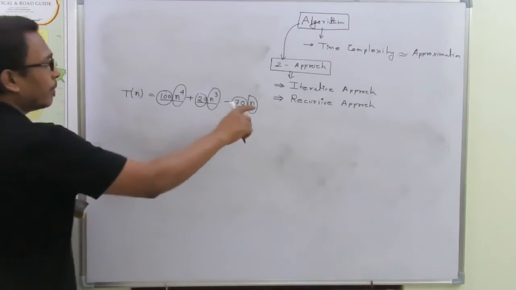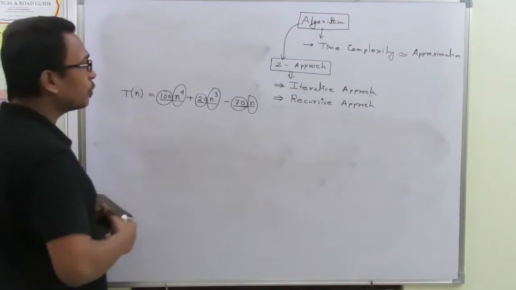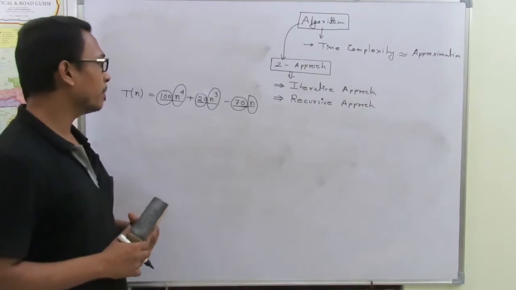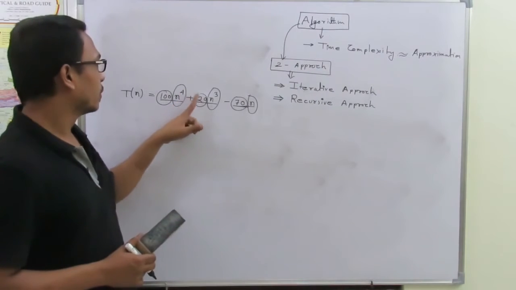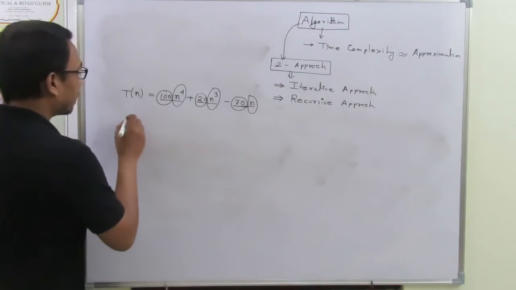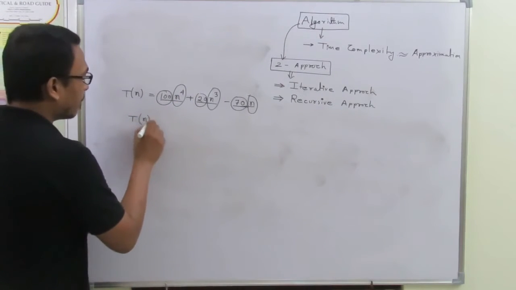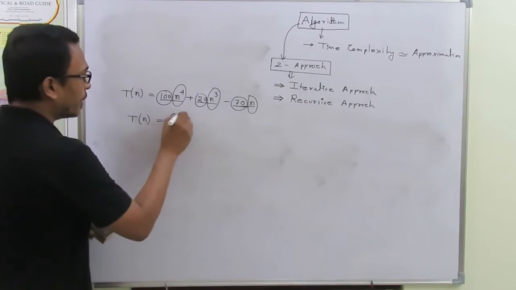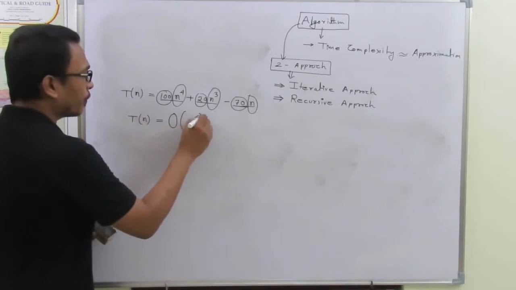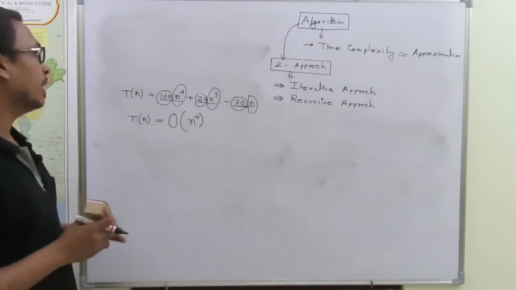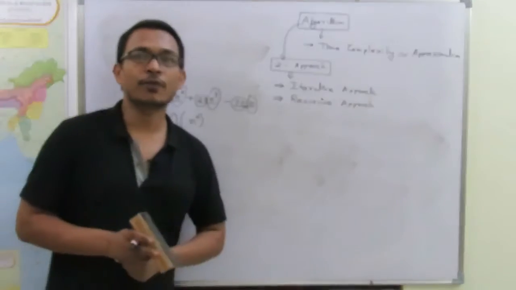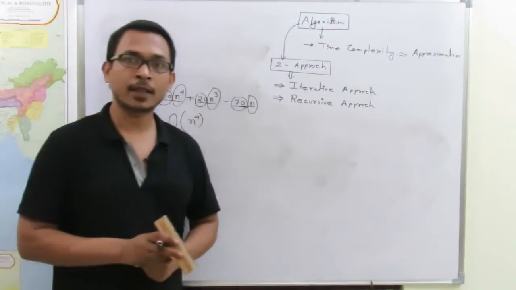Now among these three n terms, which one is the most dominating term? That is n to the power 4. So what will be the time complexity approximation here? The time complexity approximation will become order of n to the power 4. This is how we will find the time complexity for any particular problem. Clear?